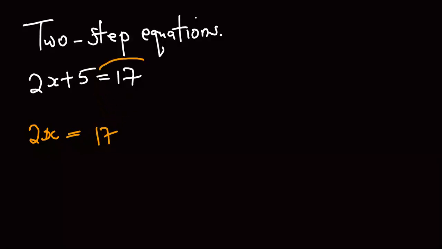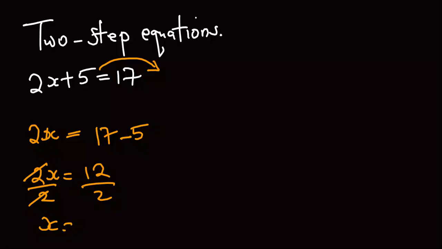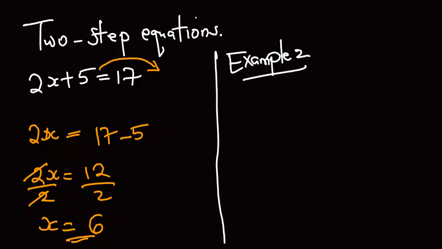Then we take the positive 5 to the other side. It changes sign to minus 5. Therefore, 2x is equal to 17 minus 5, which is 12. So 2x is equal to 12. How do we get the value of x? We divide both sides by 2, such that when we simplify, we'll have our value of x as 12 divided by 2, which is 6. So 6 is our first answer.